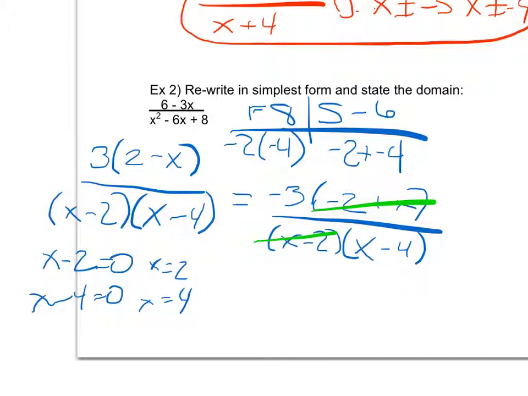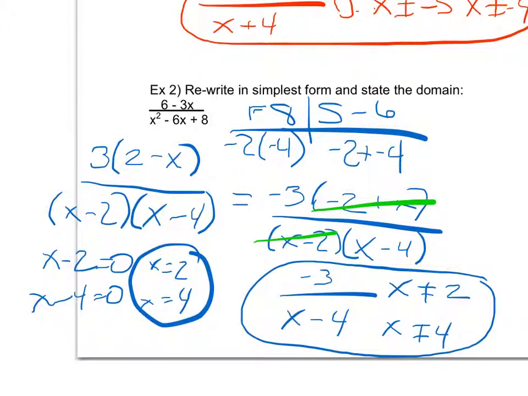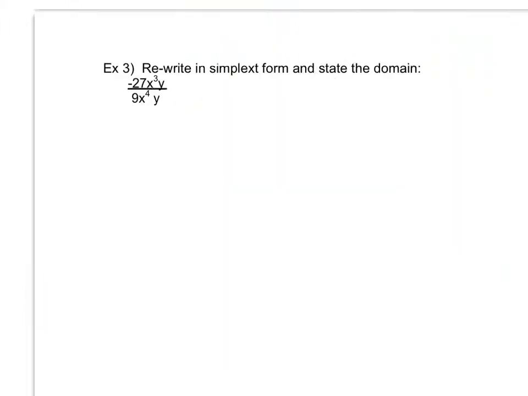Remember, it doesn't matter what order we add in. Giving me a final answer of -3 over x minus 4. I've already determined that x cannot equal 2 and x cannot equal 4, and that is my final answer in simplest form with my restricted domain. Looking at the last example.